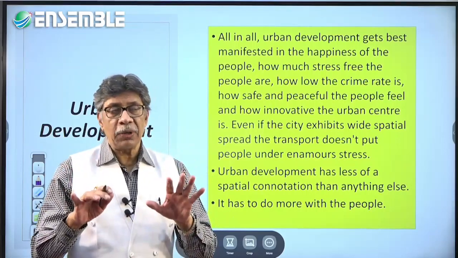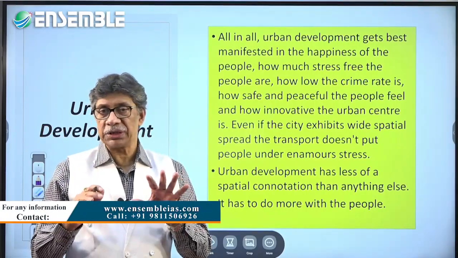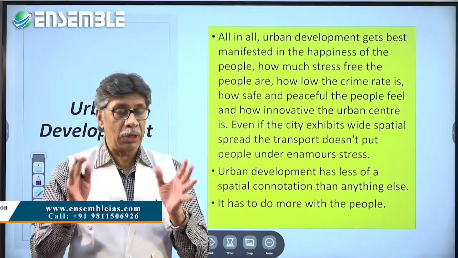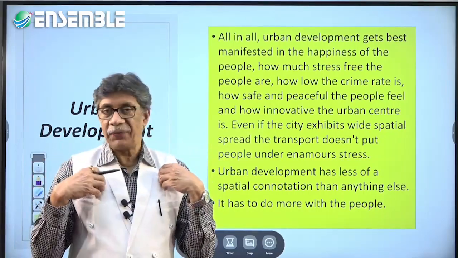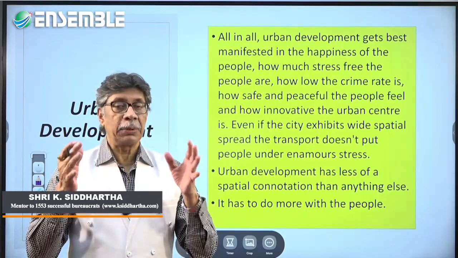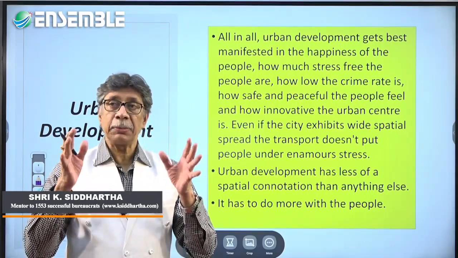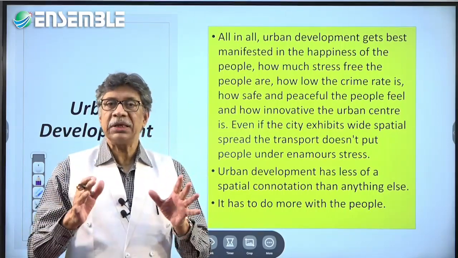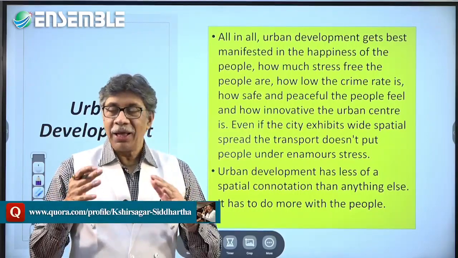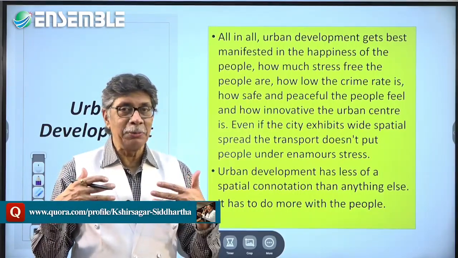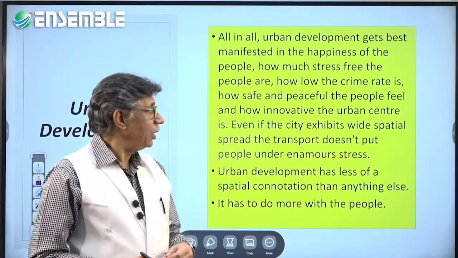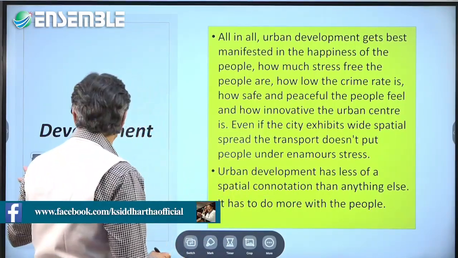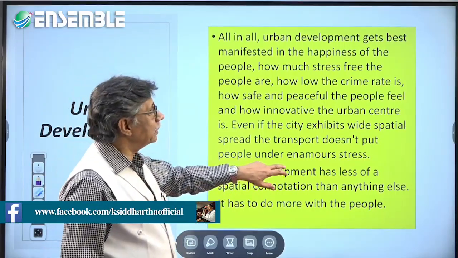Urban development has less of a spatial connotation because it consists of quality, and quality has to do with people. If the people are good, if the people are well behaved, if the people are very well mannered, if the people can make you happy, if the people flash a million-volt smile at you, then of course you're going to feel good about it, and that has to do with urban development in this case.